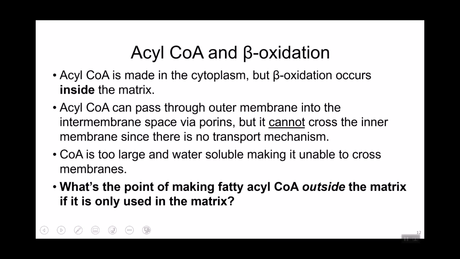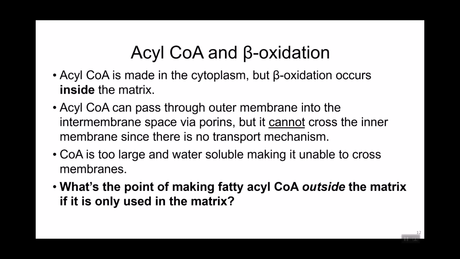Acyl-CoA is made in the cytoplasm, activating it for either energy production or even the synthesis of phospholipids. But energy production from its breakdown in beta oxidation takes place in the matrix of the mitochondria. The acyl-CoA molecules can pass through the outer membrane via protein porins, but can't cross the inner mitochondrial membrane since coenzyme A is quite large and water-soluble.